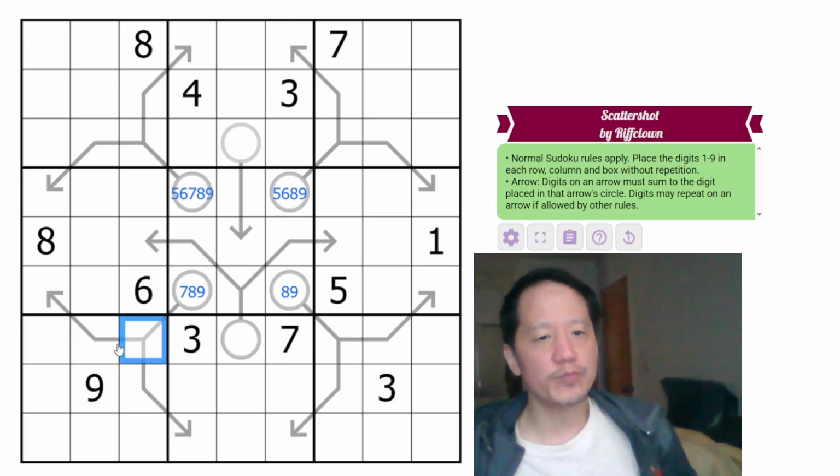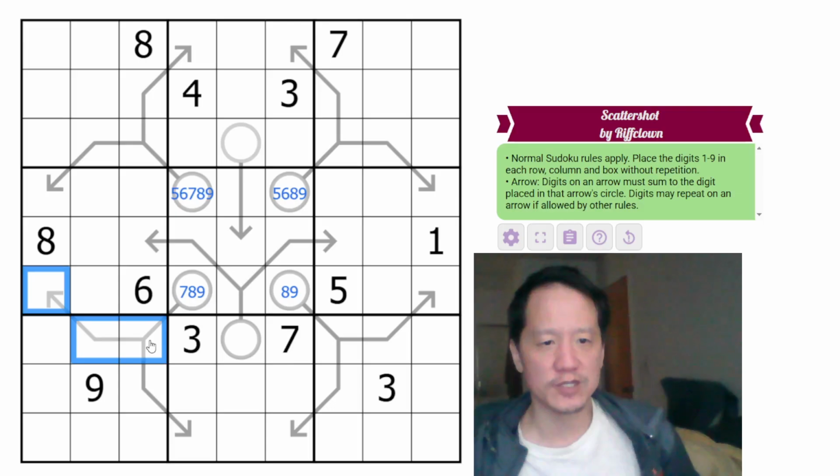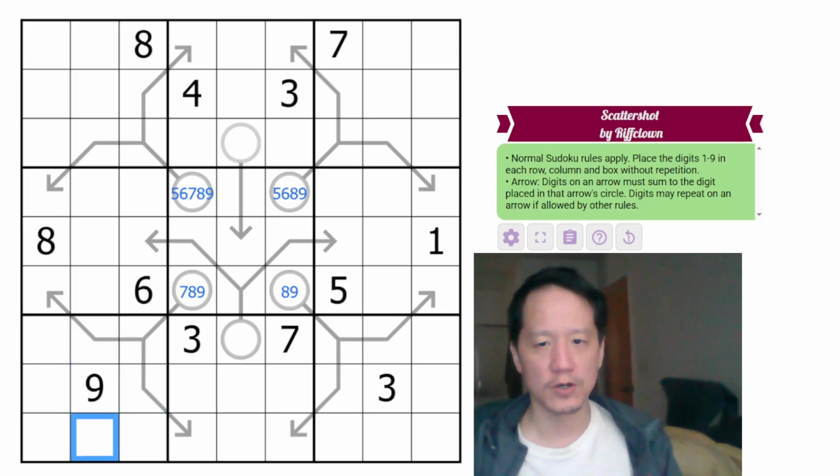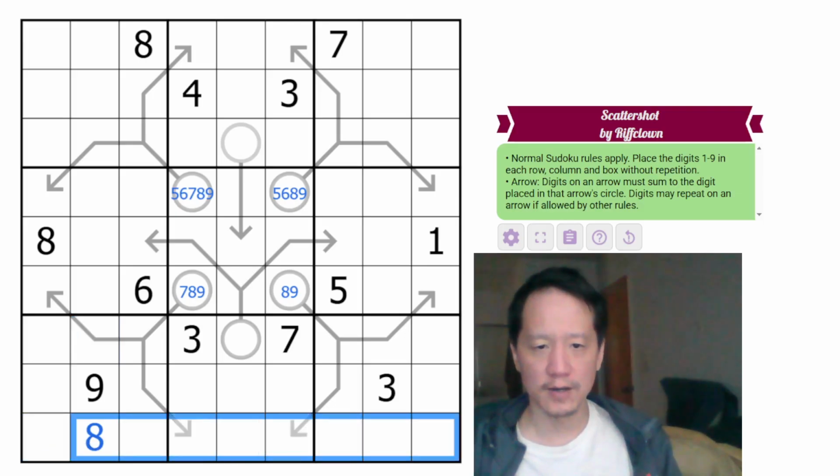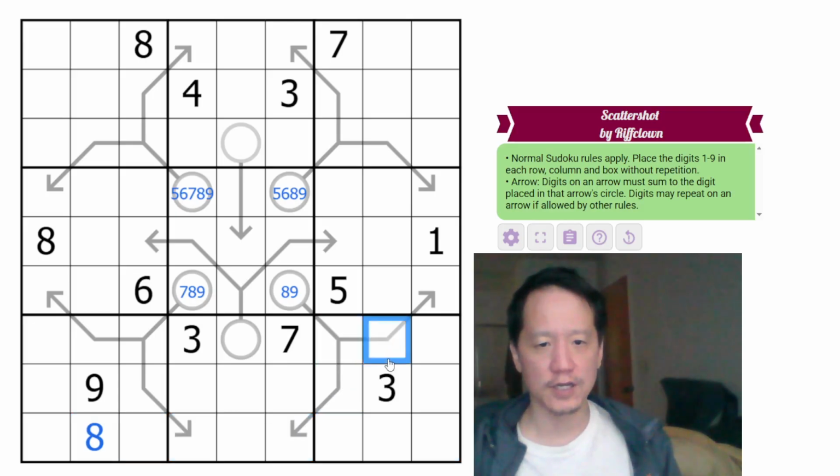Can 8 ever be on one of these arrows? No, because if this were 8, it would have to have 2 other digits on it, which is at minimum 1 and 1, which would add up to 10, which is not a normal Sudoku digit. So this can never be 8, which means where is 8 in this box? It cannot be here, it cannot be here, and it can't be on the arrow. So this is 8.